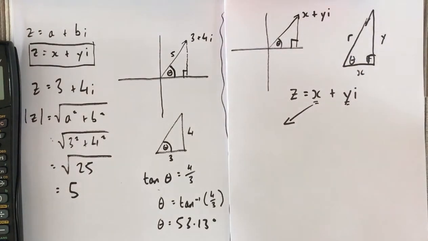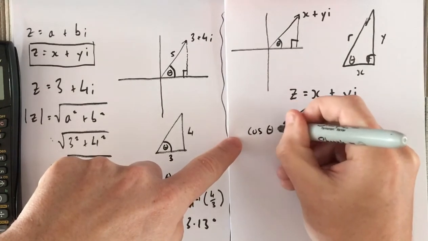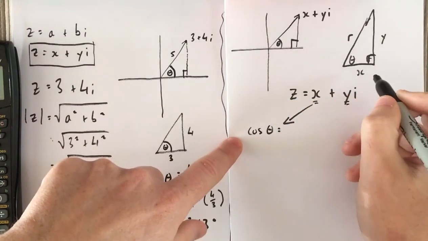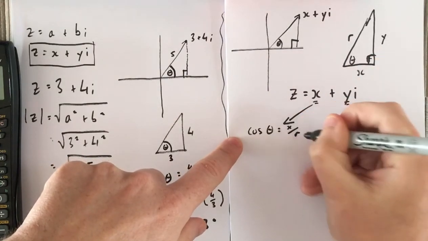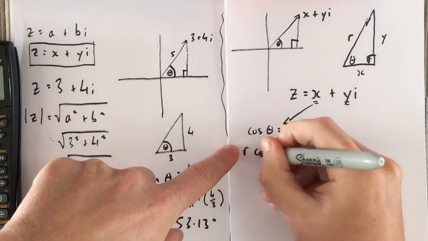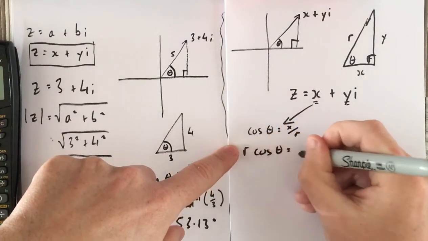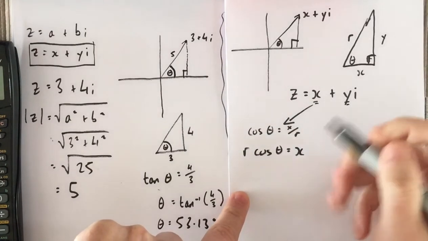Okay, sine, cos, and tan. So this is my angle here. So this is adjacent and this is hypotenuse. Which ratio uses adjacent and hypotenuse? It's cos. So the cos of theta is adjacent over hypotenuse, is x over r. So if I bring the r over and multiply, r times the cos of theta is equal to x. And now I'll be able to sub that in for x.